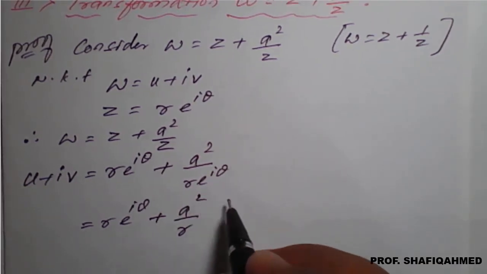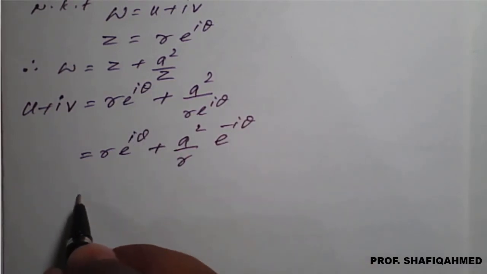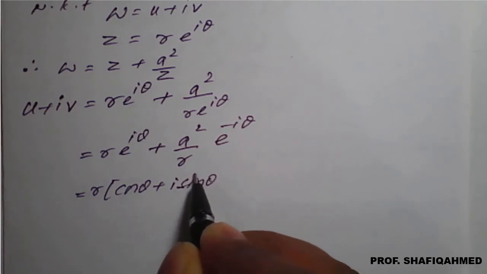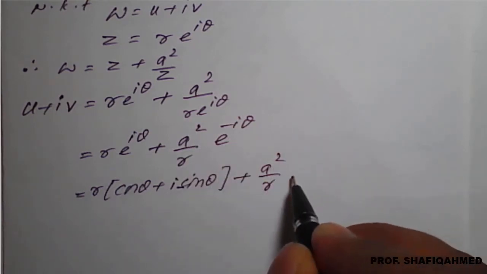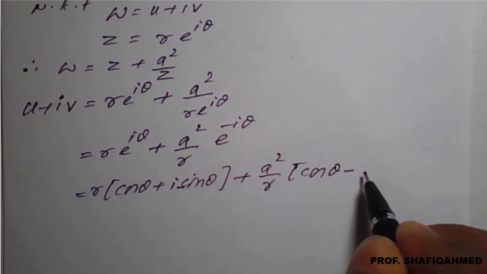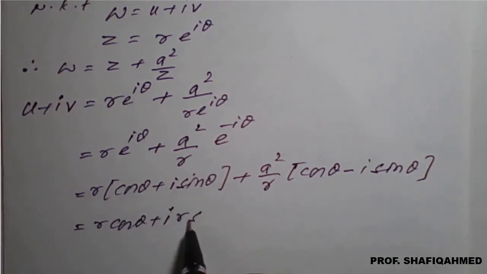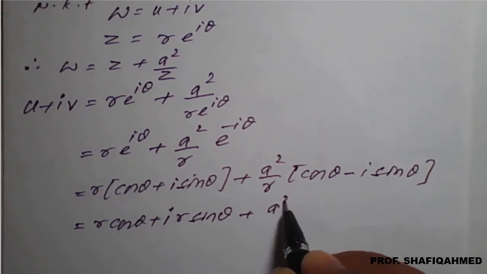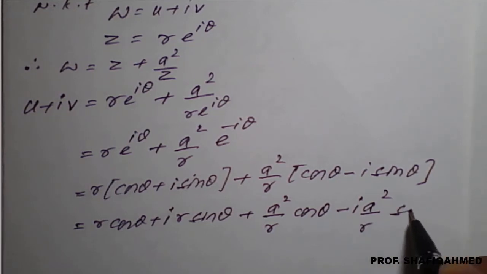So the right hand side on simplification is r e^(iθ) + a²/r, where e^(iθ) I take to the numerator and it becomes e^(-iθ). Now e^(iθ) is nothing but cos θ + i sin θ, plus this a²/r part which we keep as it is, then e^(-iθ) can be written as cos θ minus i sin θ. Now we open the bracket: r cos θ + i r sin θ + a²/r cos θ, and minus times plus is minus, i a²/r sin θ.